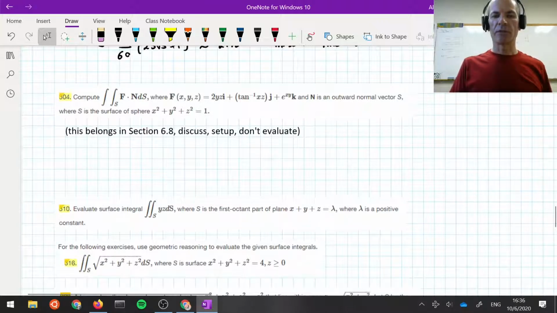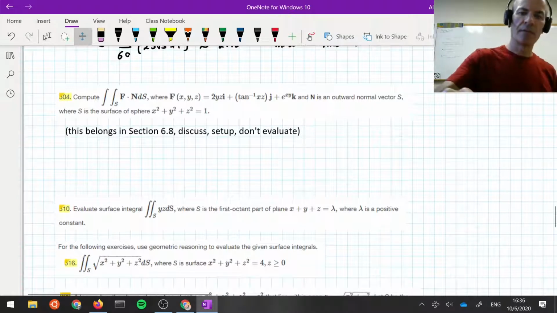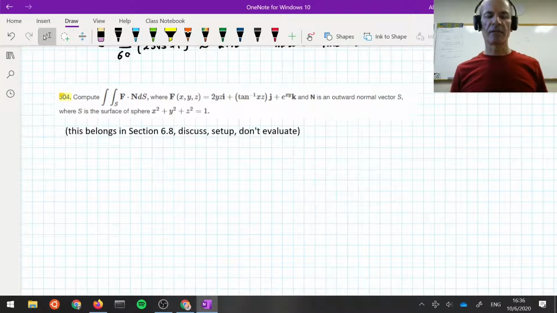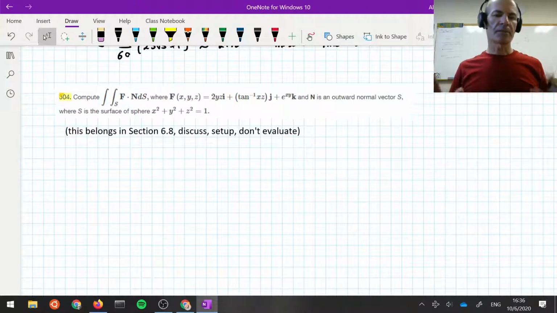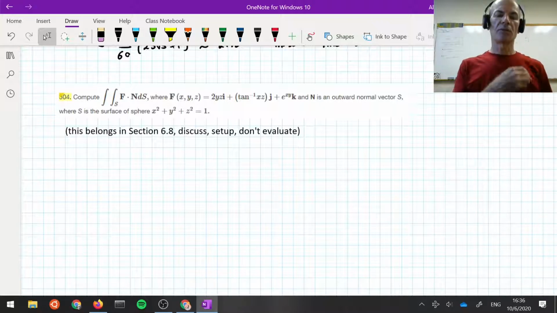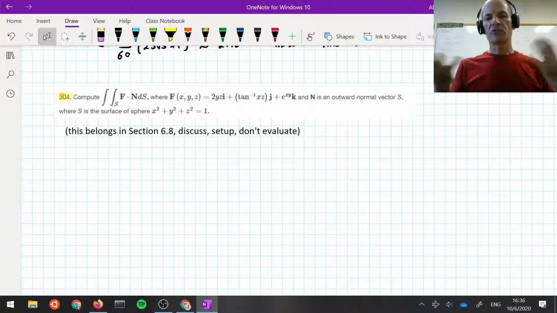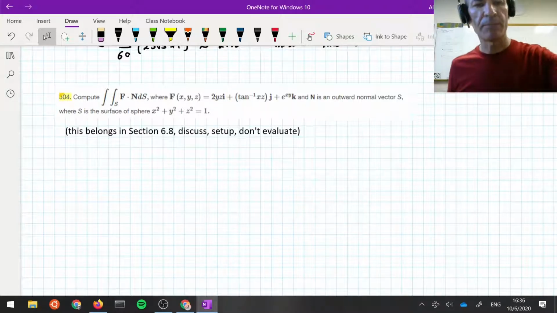All right, moving on to 304, another flux integral, this time over the closed surface, x squared plus y squared plus z squared equals 1. Now, you can see my comment here. This belongs in section 6.8. I'm going to discuss this, I'm going to set it up, but I'm not going to evaluate because it's actually ridiculously challenging to compute until you learn the divergence theorem in 6.8. So it's a good exercise to set up, but don't try to evaluate.